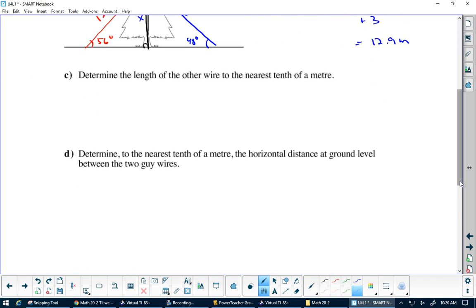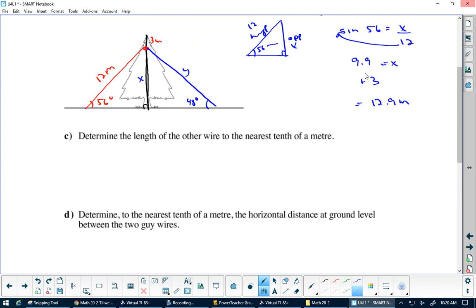Now, determine the length of the other wire. Now, this one I need to use this measurement. I want to caution you, though. The measurement was actually 9.9485. So I have to use that for the next measurements. You never want to use your rounded answer.